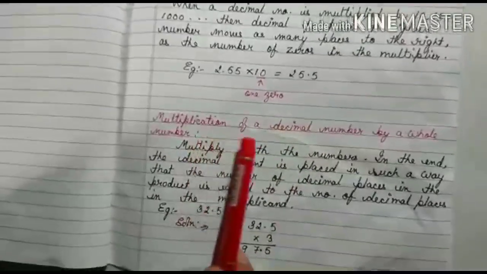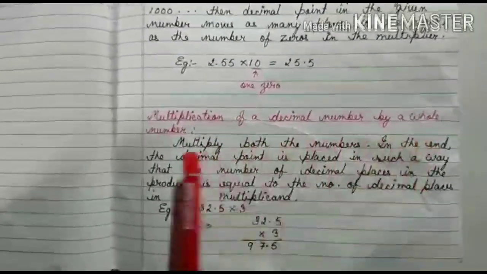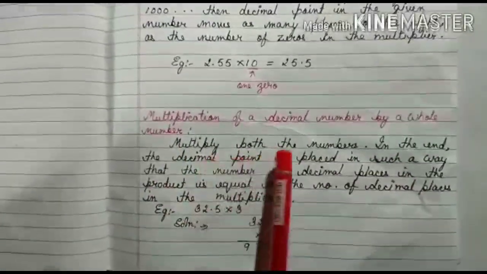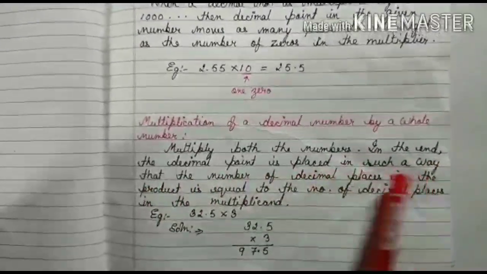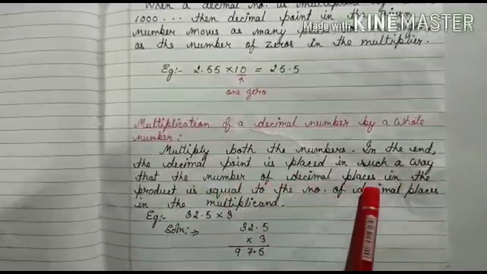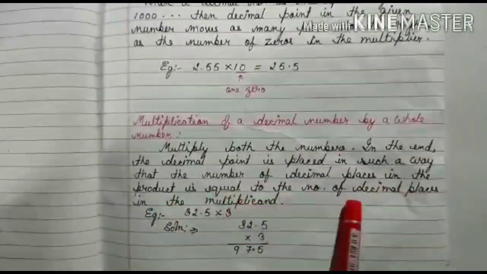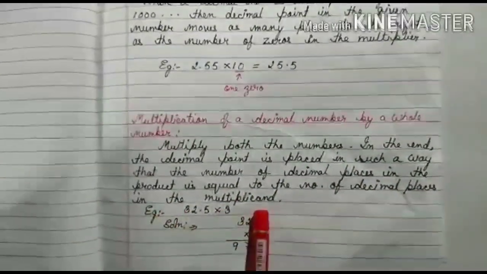Then multiplication of a decimal number by a whole number. Multiply both the numbers. In the end, the decimal point is placed in such a way that the number of decimal places in the product is equal to the number of decimal places in the multiplicand.